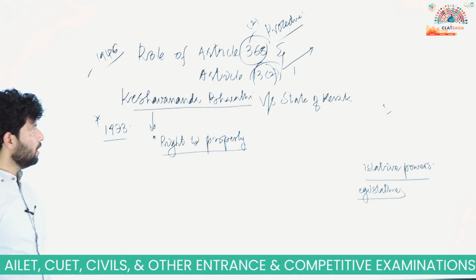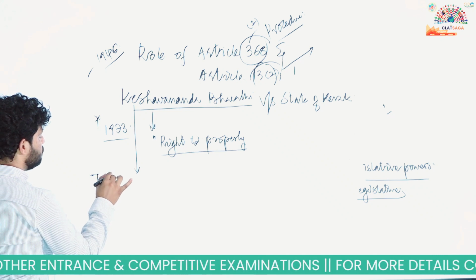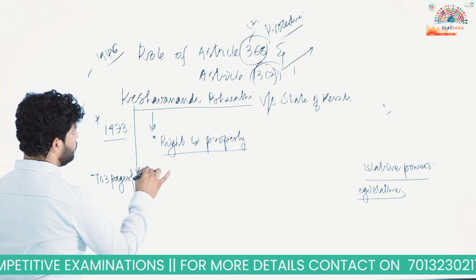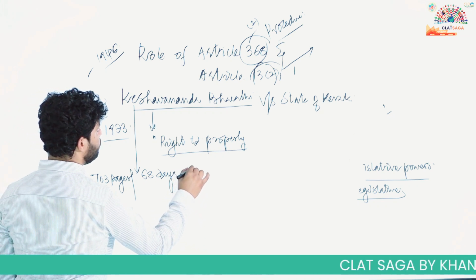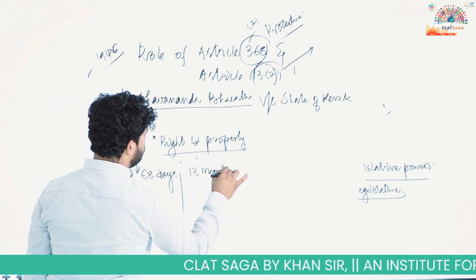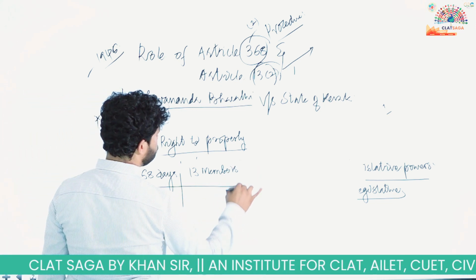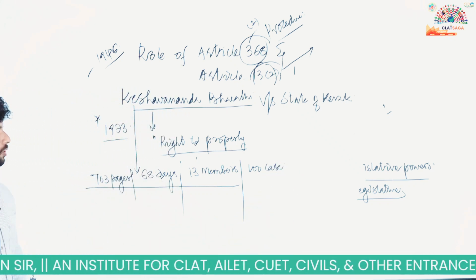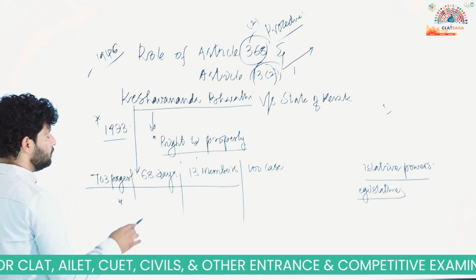In this Keshavananda Bharati case, this was a larger bench, with 703 pages of judgment, and it took 68 days. This was the largest bench in the history of the Supreme Court, a 13-member constitutional bench created to hear the case. For this case, 100 other cases were kept aside in order to give this judgment.